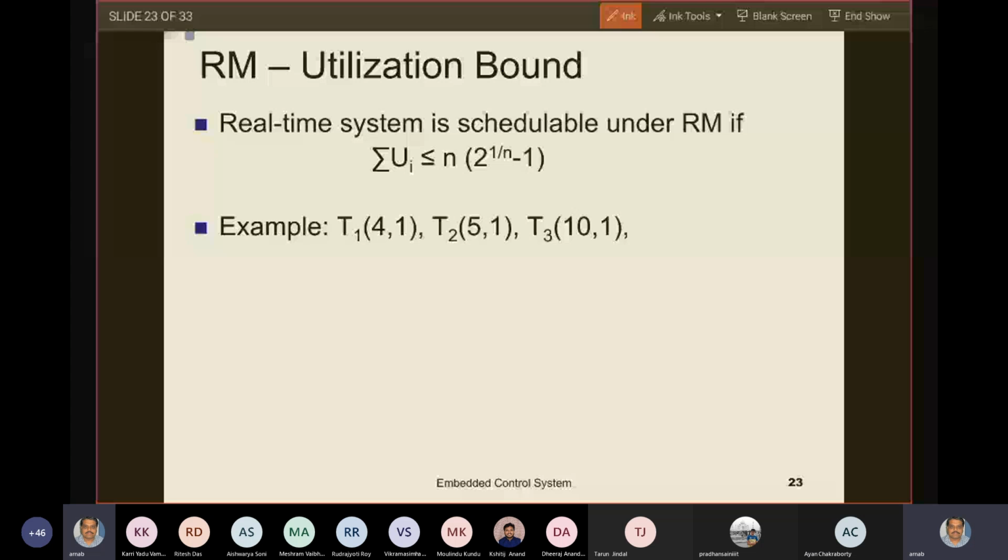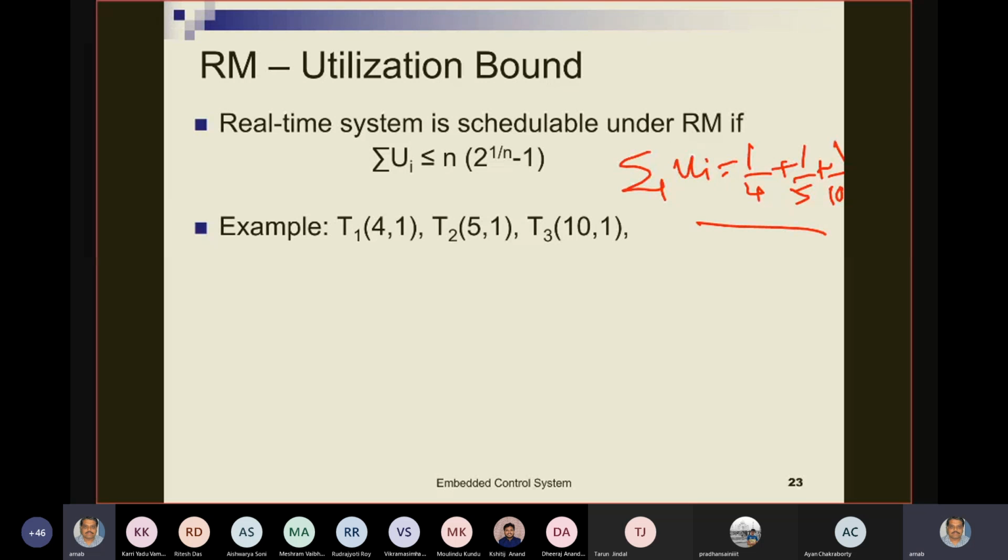Okay. So what is U1? U1 is 1 by 4. U2 is 1 by 5, and U3 is 1 by 10. Right. So you have three tasks: 1 by 4, 1 by 5, and 1 by 10. So summation Ui equals 1 by 4 plus 1 by 5 plus 1 by 10. Let us see what happens. So this is summation Ui, and that is 0.55.